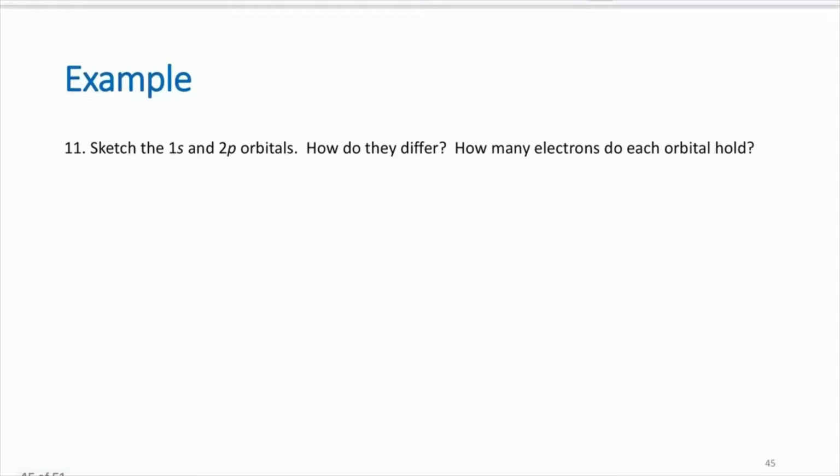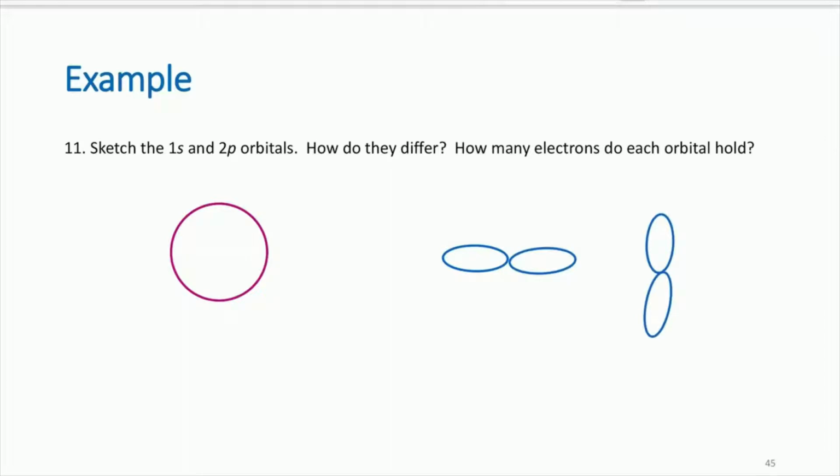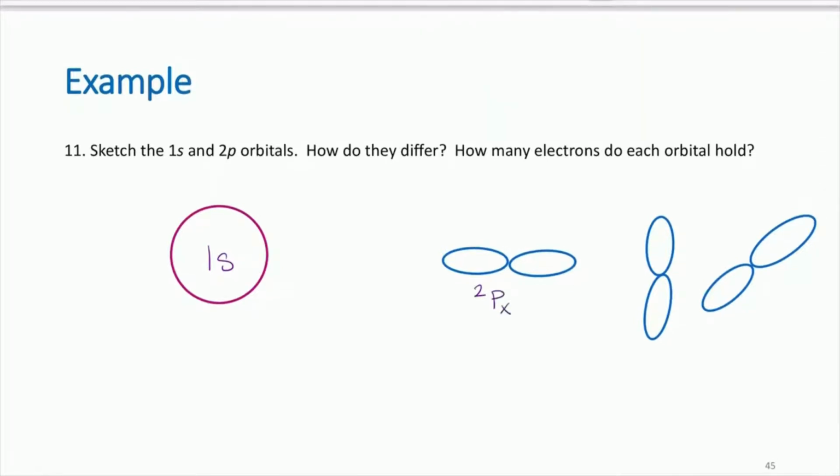Sketch the 1s and 2p orbitals. How do they differ and how many electrons does each orbital hold? 1s is a sphere. 2p is your dumbbells. So this is your 1s. This is 2p, 2p, and 2p.